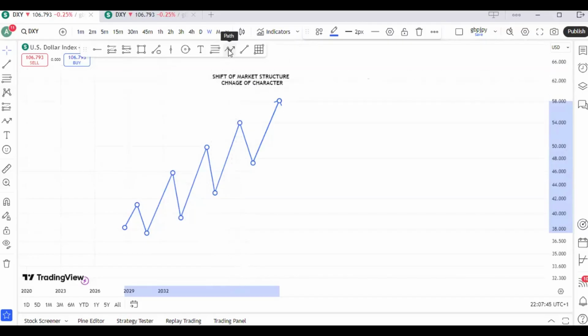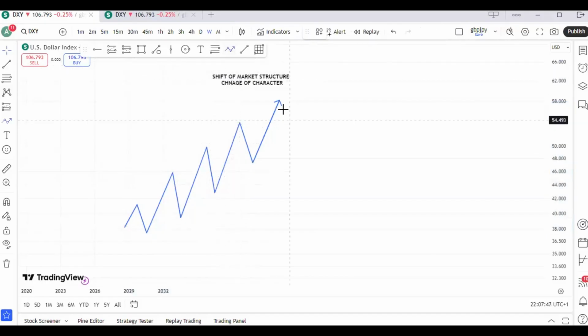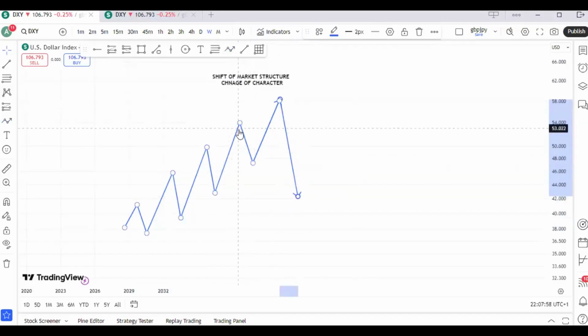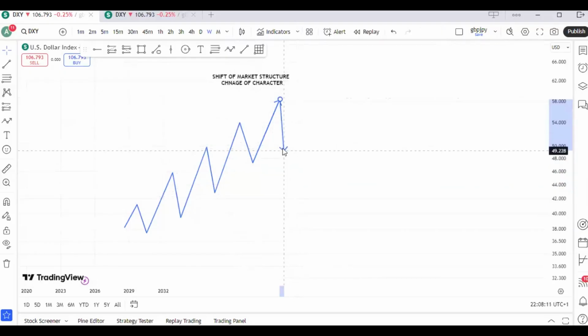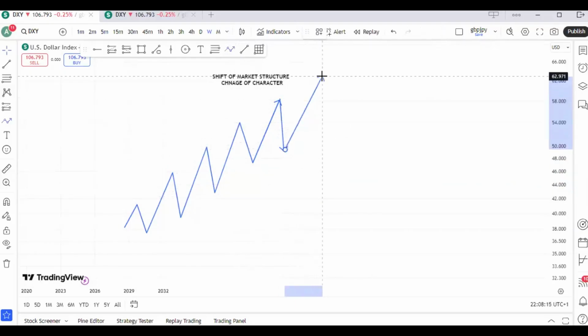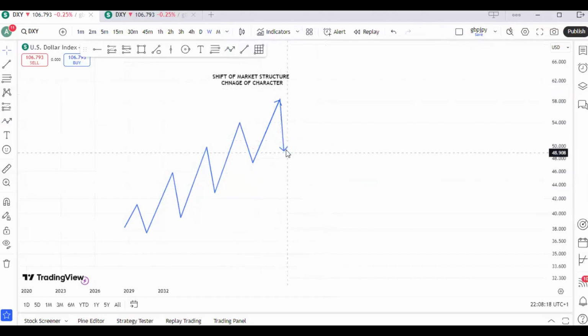So this is a shift of market structure. It happens when the market fails to make a new structure. So all things being equal, you can see this is a higher high, this is a higher low, right? This is a higher high. What you normally want to see the market do is to move into this range and then probably break this structure here. But when the market fails to do this and instead it does this, you see there's a structure here.